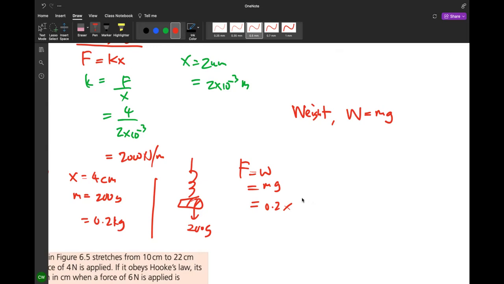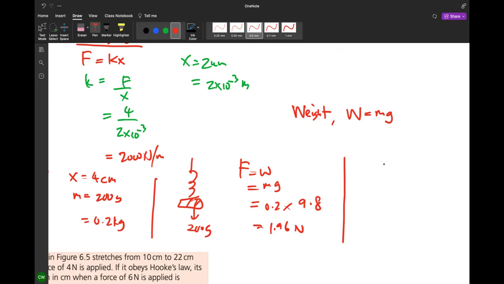G value. 9 point what? 9.8. Can you get the value of 9.8? Times 2 times 9.8. How much is it? 1.96 is correct. No problem. 1.96 Newton. So what is the formula for Hooke's law again?